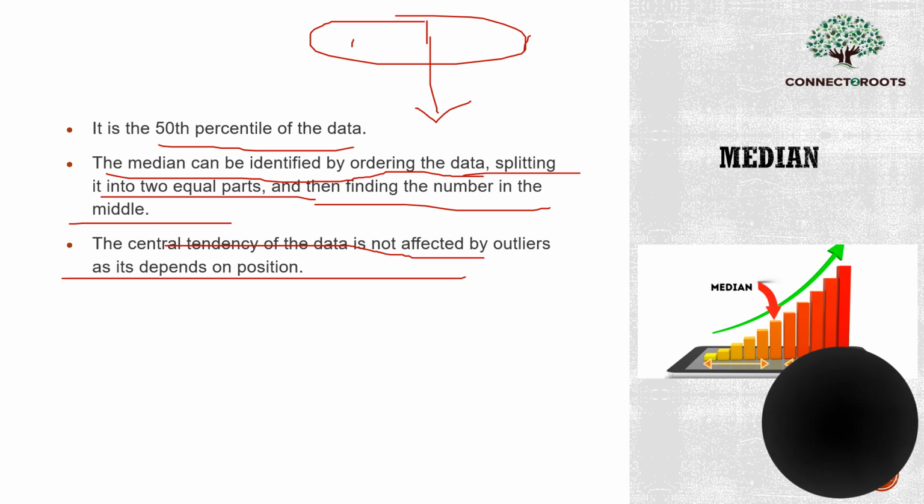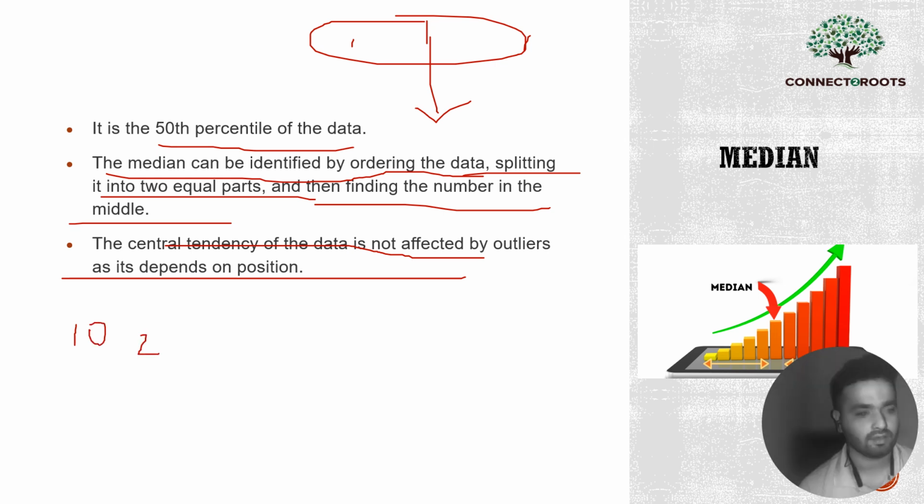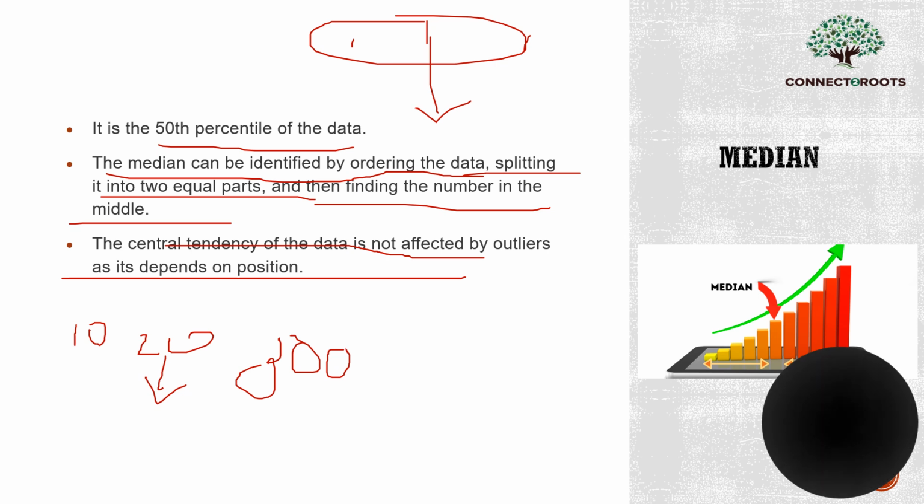Suppose you have three data points: 10, 20, and 30. So 20 would be the median. If you have 300 instead, still 20 would be the median. So it's not affected by the outlier. That's the basic difference between the mean and the median.